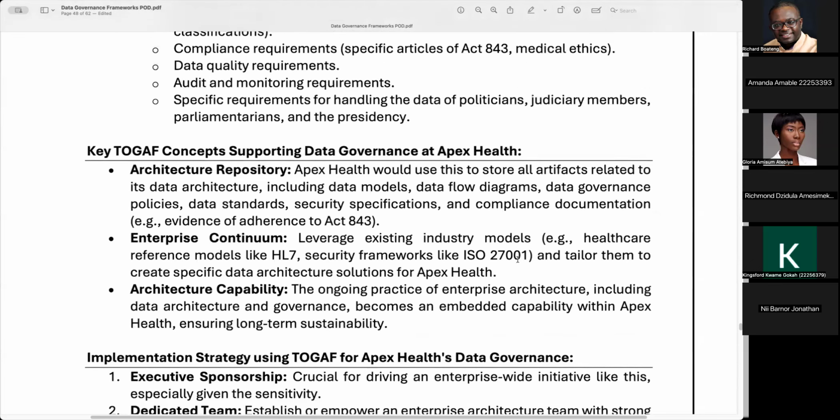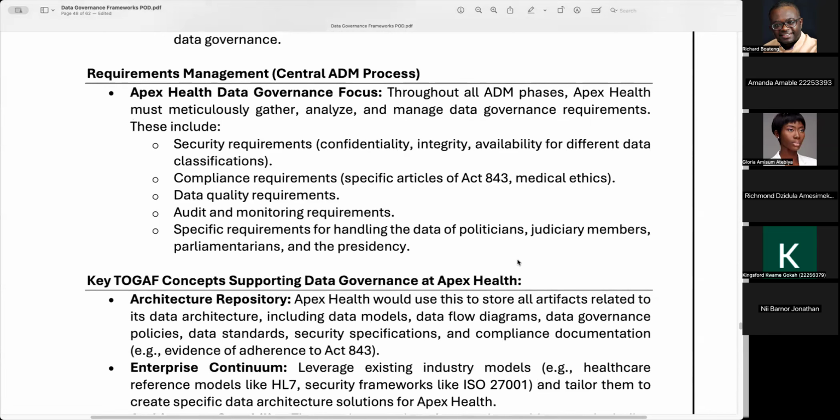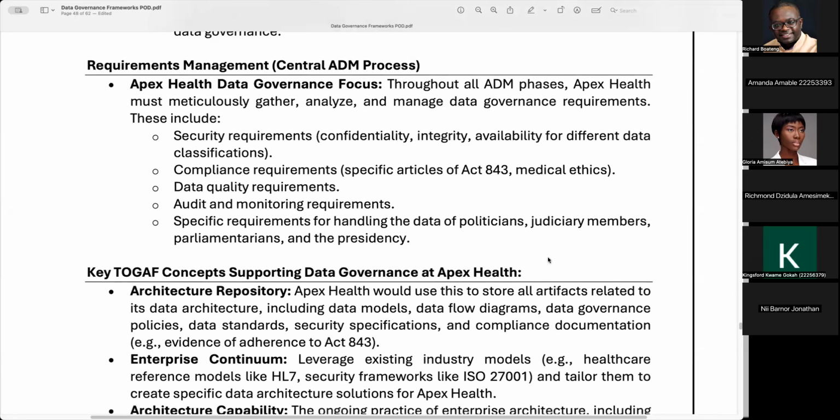Yes, it's a central continuous process within the ADM. It involves meticulously gathering, analyzing, documenting, and managing all the data governance-related requirements throughout every phase of the architecture development cycle. This includes security requirements, specifying confidentiality, integrity, availability needs based on data classification, compliance requirements, detailing specific Act 843 obligations, ethical considerations, data quality requirements, auditing and monitoring requirements, and of course, the specific stringent VVIP data handling requirements derived from risk assessments and operational protocols. These requirements drive the entire architecture design.